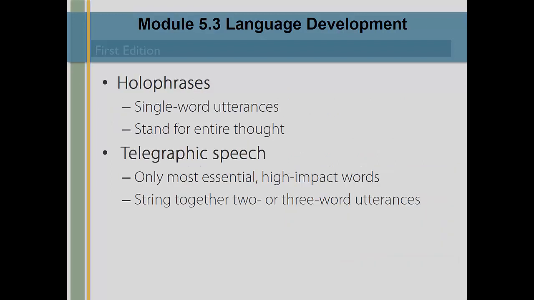Infants use hollow phrases, which are single-word utterances that stand for an entire thought or variety of meanings. In telegraphic speech, used when vocabulary reaches 150 to 200 words, children use only the most essential high-impact words and string together 2 or 3 word utterances. Telegraphic speech lacks grammatical inflection, such as the plural, past tense, and present progressive. Children understand more complex syntactic structures and semantic relationships than they can express.